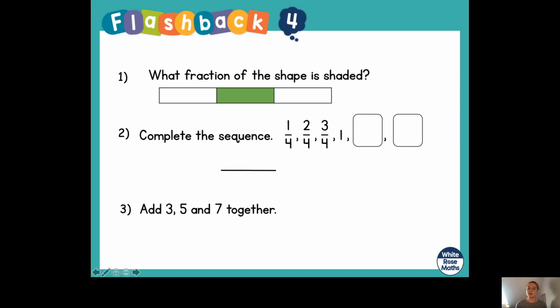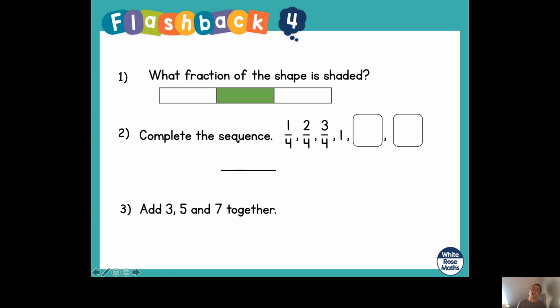Then in number 2, you need to complete the sequence. So we've got a sequence here where it is going up in quarters. So you've got 1 quarter, 2 quarters, 3 quarters, 1. How can you complete the sequence? Now it will help here to draw yourself some shapes and split them into quarters and colour them in one at a time to help you complete the sequence.